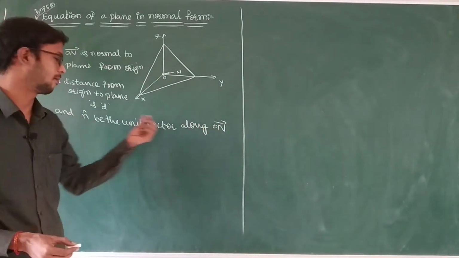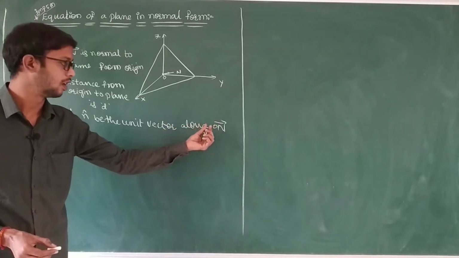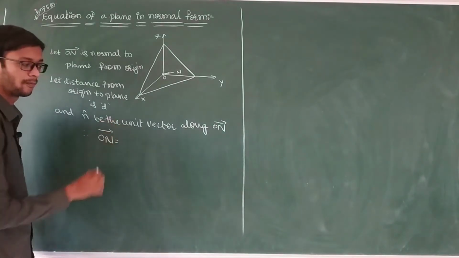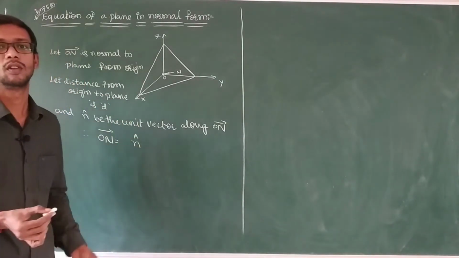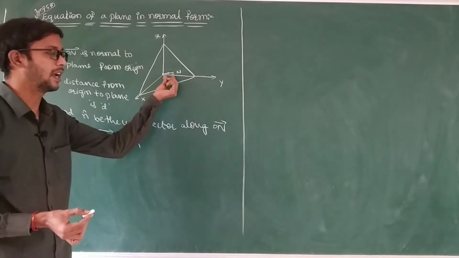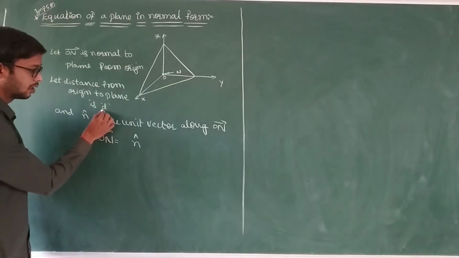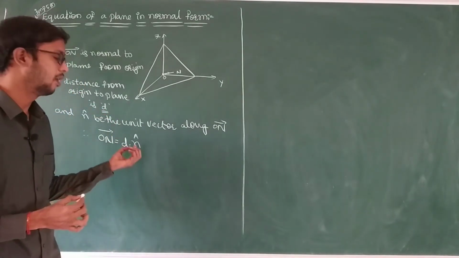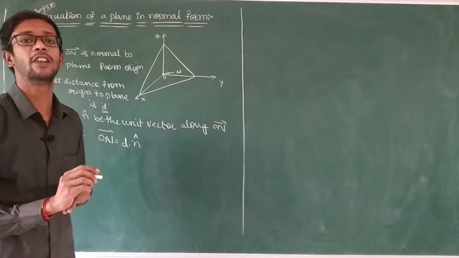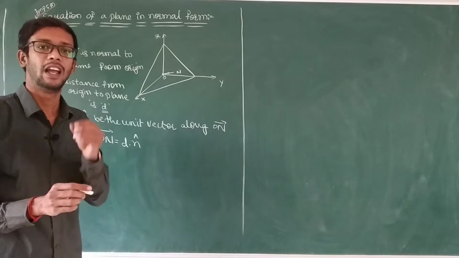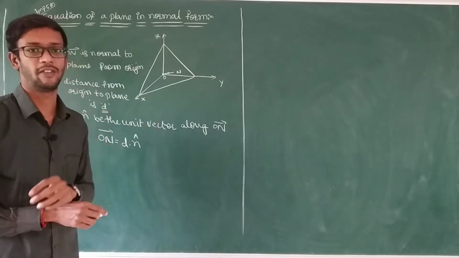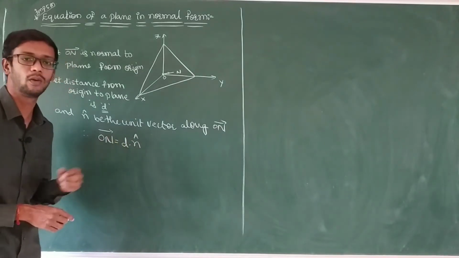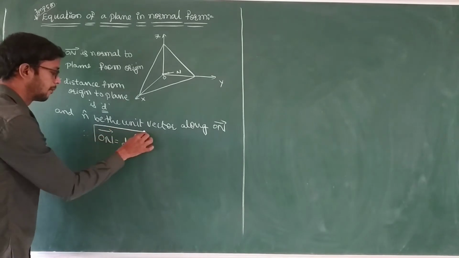ON bar is nothing but the normal. N cap is the unit vector of the normal. Therefore, ON bar is equal to how much? Unit vector into the magnitude of the vector. What is the magnitude? ON length is d, the given. So ON bar equals d into n cap. We discussed this in vector algebra also. If you want 7 units, unit vector into 7 will be the vector. Here unit vector into d units, so d into n cap we have to write.